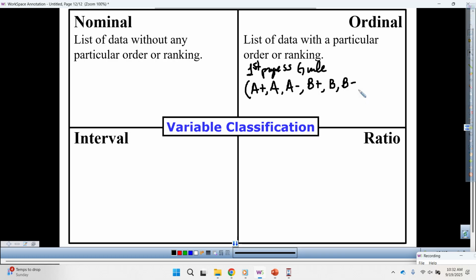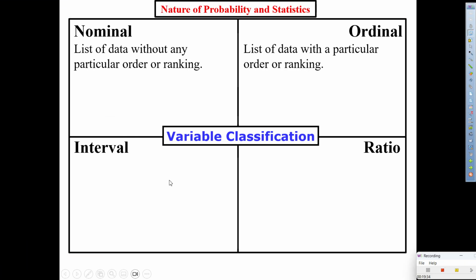Okay? And yes, some of y'all actually had an F in this class, which I don't know why. Why would that happen? My goodness. So once again, it's a list of data. Does the order or ranking matter? Yes, because we start from the A plus and work our way down. Order does matter. Okay.